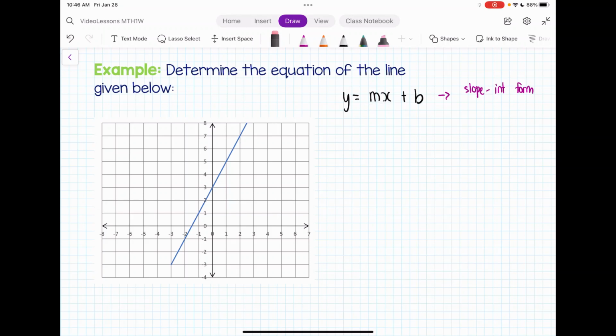Okay, so remember what m and b stand for. M represents the slope and b represents the y-intercept. So looking at my graph right away, I can read off what b is. My b value is 3 because that's my y-intercept. And then to determine the slope, we are going to calculate rise over run.